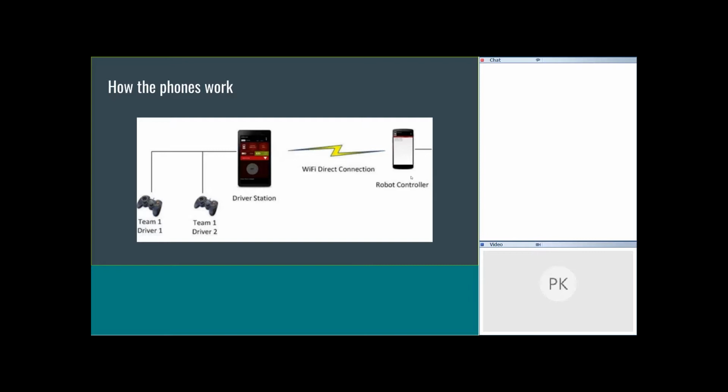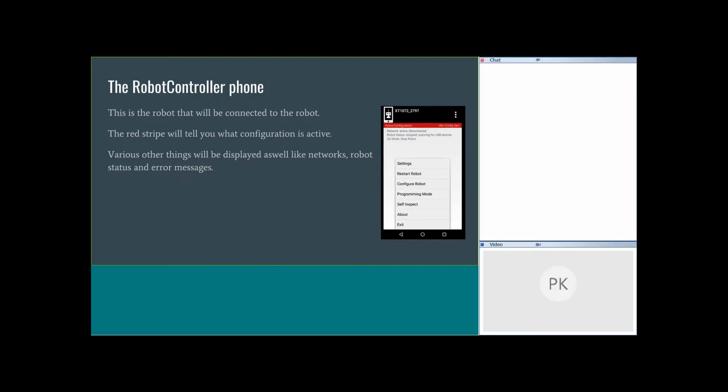Now, the first phone is the robot controller phone. This is the phone that is on the robot itself. I'm just going to talk about the UI, the interface of it, so that you can understand the app itself.